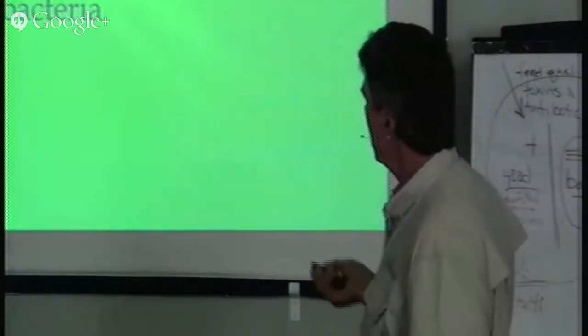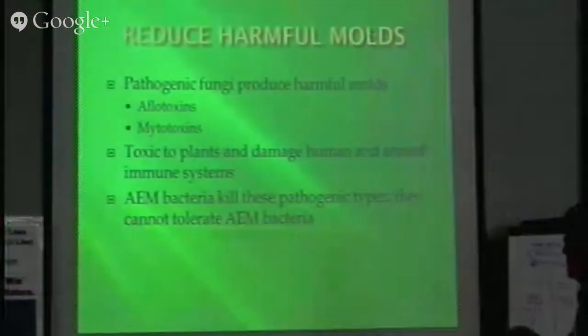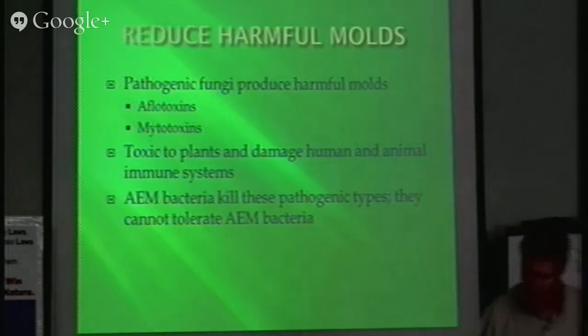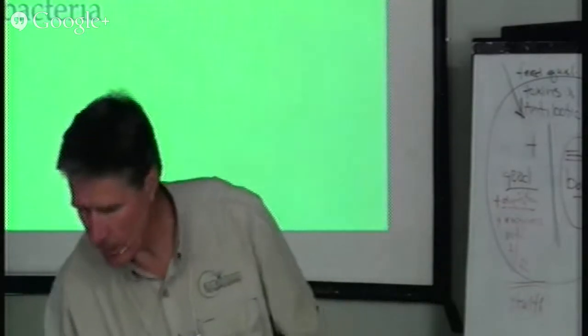Pathogenic fungi produce these mycotoxins. They're toxic to plants and to animals. The bacteria groups that we put in kill these pathogenic types. And I will tell you, unless you make a management effort to manage the pathogens, you will always have them. Your chemicals will not do this. You may get temporary relief, but you haven't managed them. If you want to control pathogens, you have to do it with beneficial microorganisms.